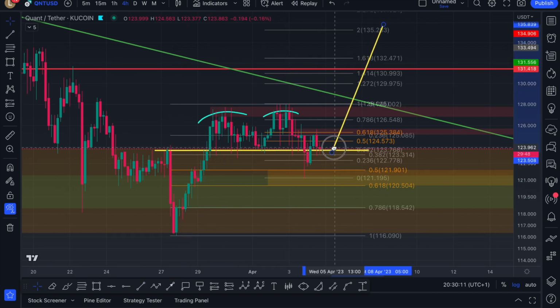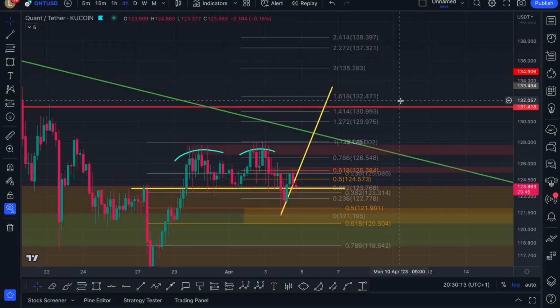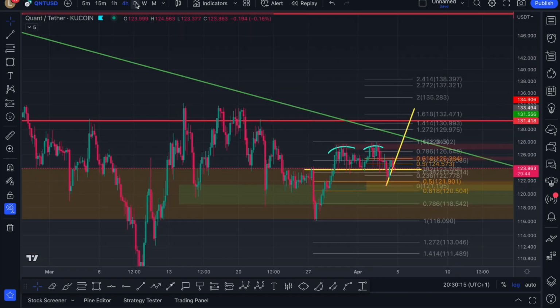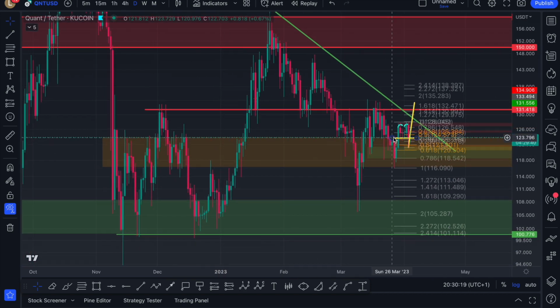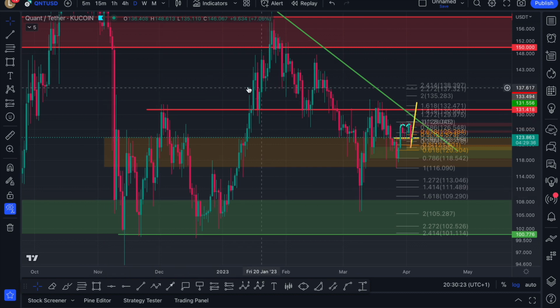Let's see what that would bring us from this bottom part. Yeah, so that would take us back to $131. Let's look at that on the daily. Yeah, so that would signal a pump back towards our neckline of this double bottom, as well as the neckline of this previous double bottom.